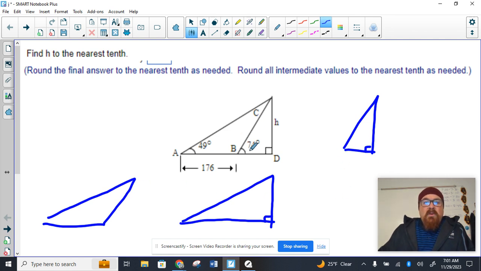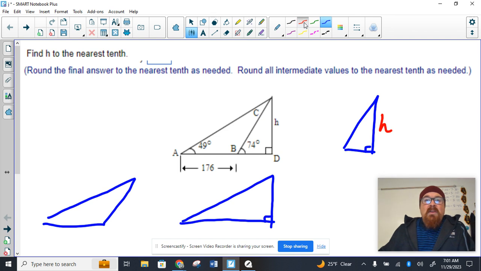When you see a nested triangle problem like this, and we're solving for H, right? We're solving for this. You always want to look at these triangles and see one of them is going to help us solve for H, probably more than one, right? But we're not always going to be able to just set up one equation to solve for that.